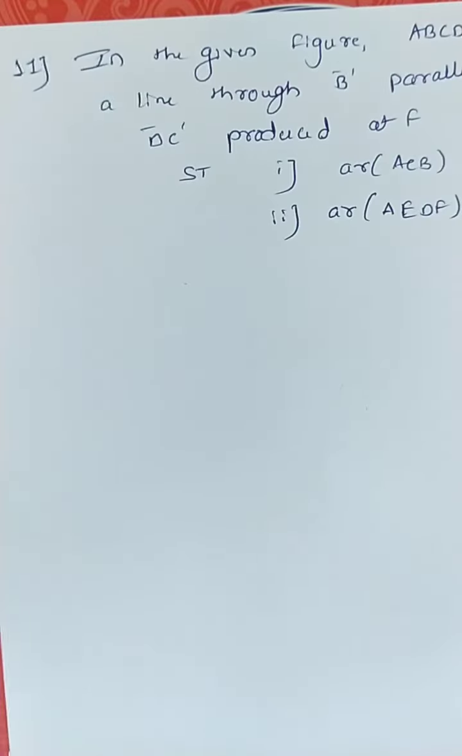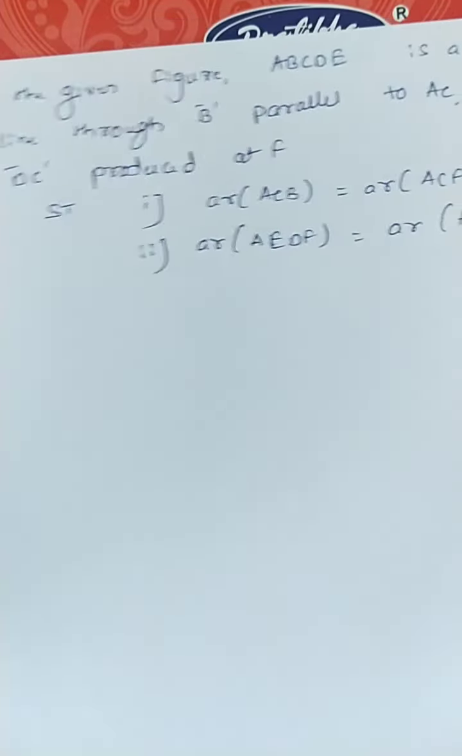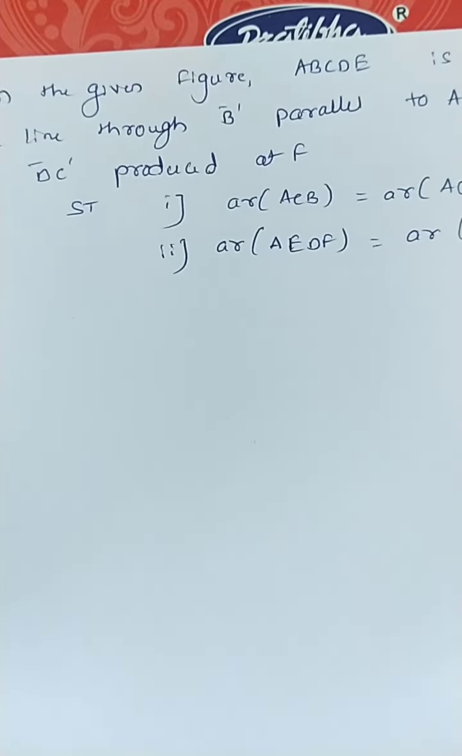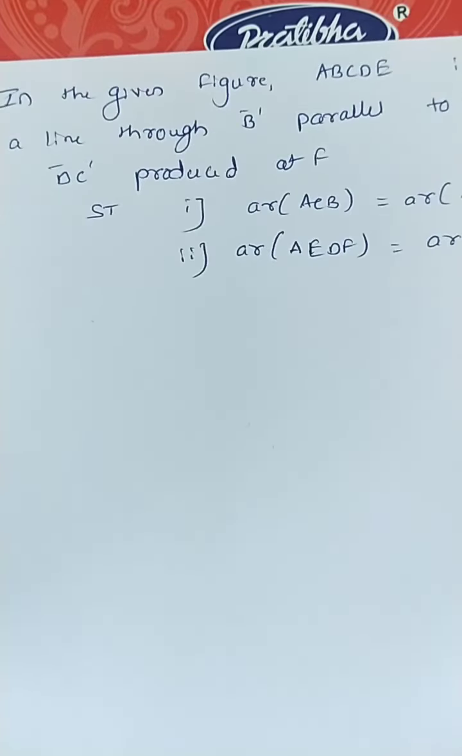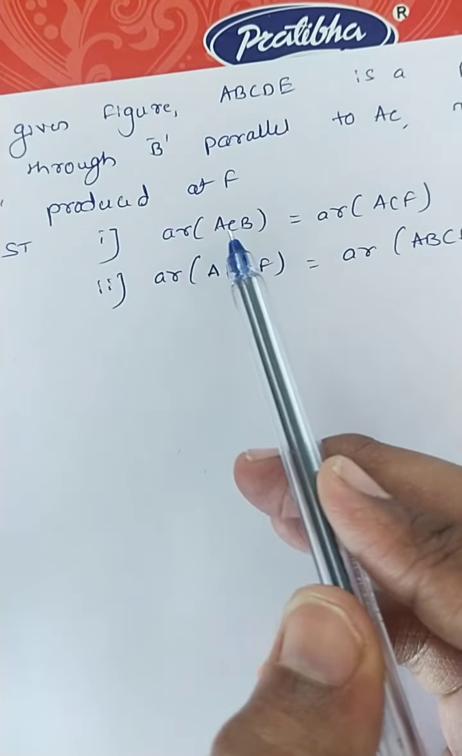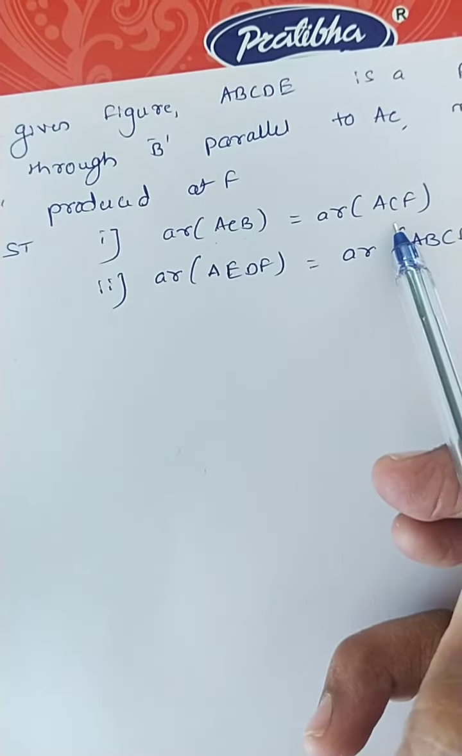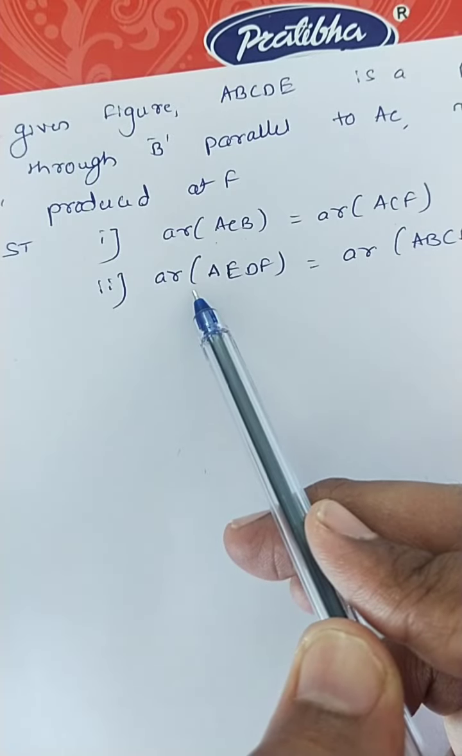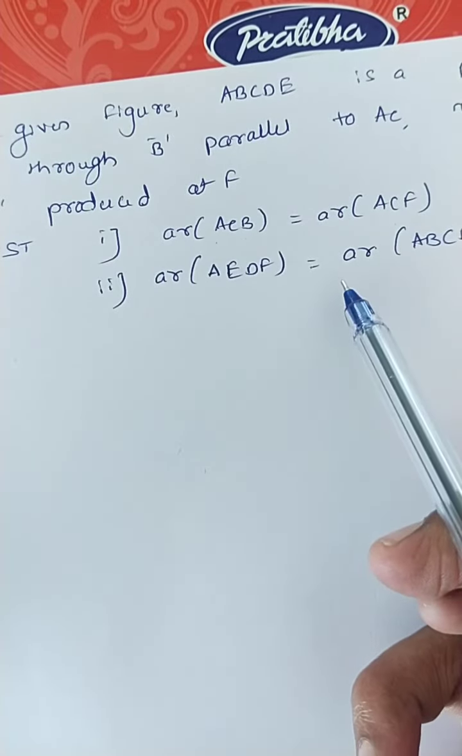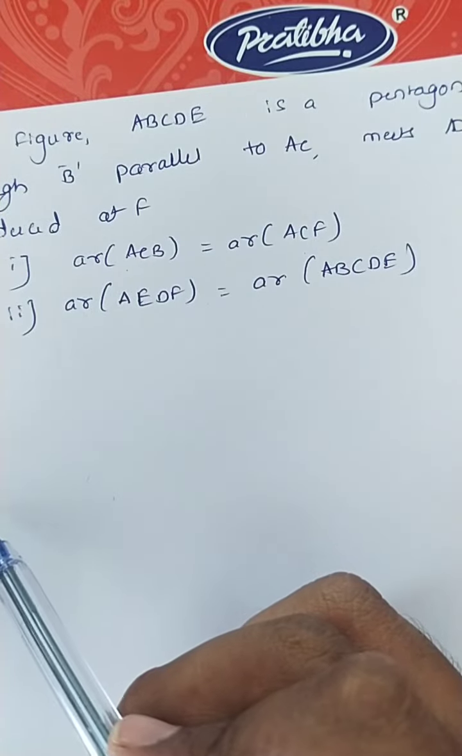In the given figure, ABCD is a pentagon. A line BF parallel to AC meets DC produced at F. What we have to show: first, the area of triangle ACB is equal to the area of triangle ACF. Second, the area of the pentagon ABCDE is equal to the area of the figure AEDF.